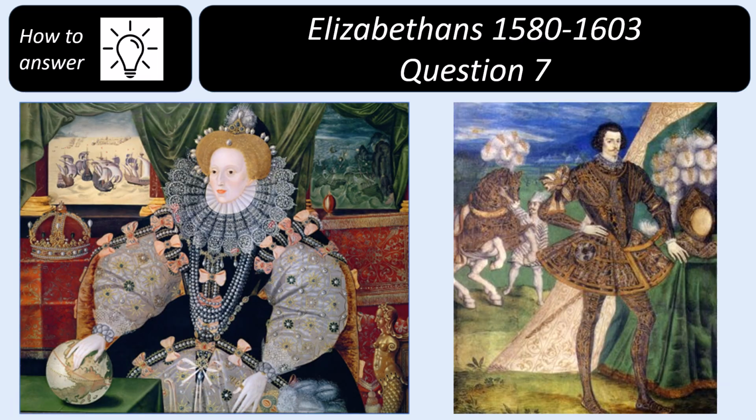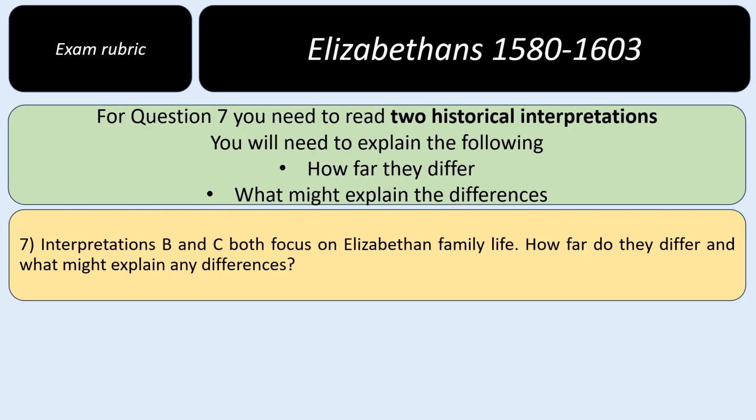Okay, we're going to go on to question 7 now and have a look at this. Now for question 7, you need to read 2 historical interpretations and you need to explain the following: how far they differ, but also what might explain the differences. So the question we're going to look at is about Elizabethan family life. This topic's never come up actually. Interpretations B and C both focus on Elizabethan family life. How far do they differ and what might explain any differences?